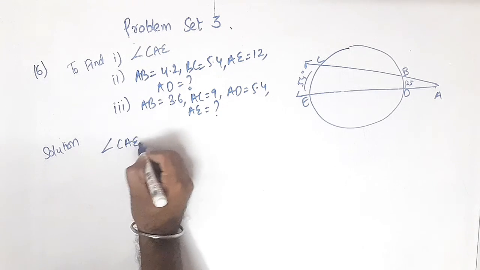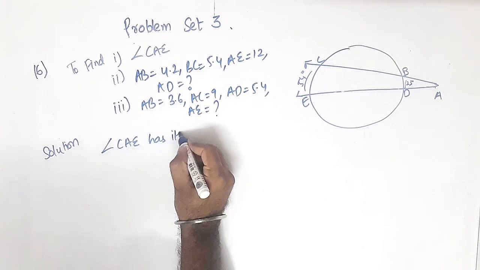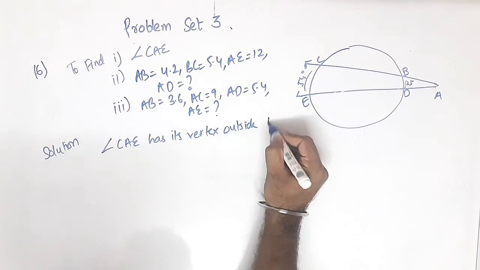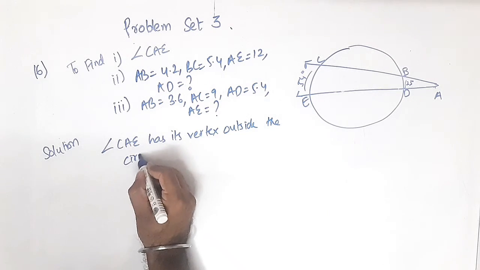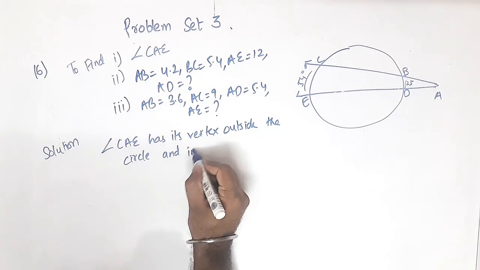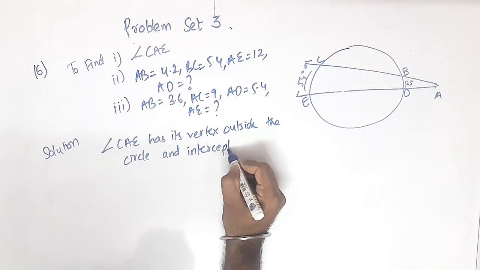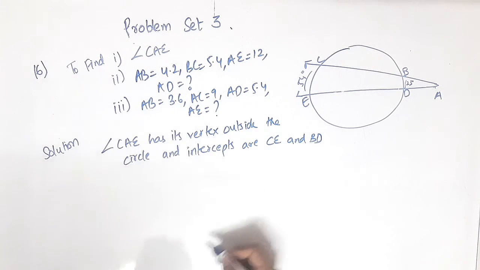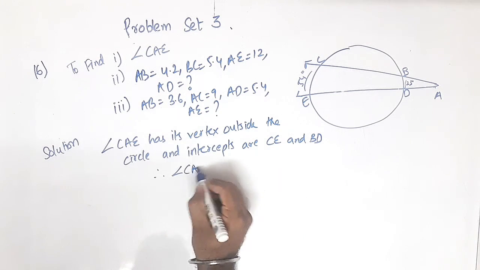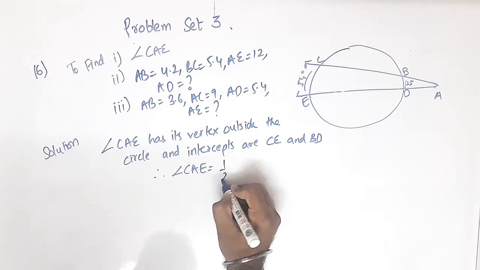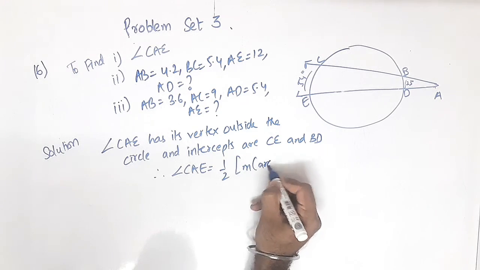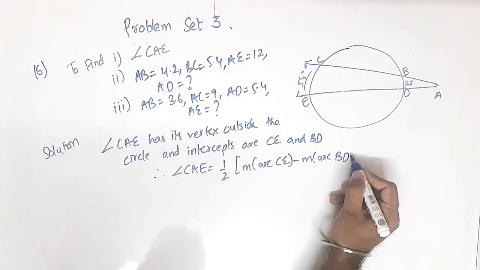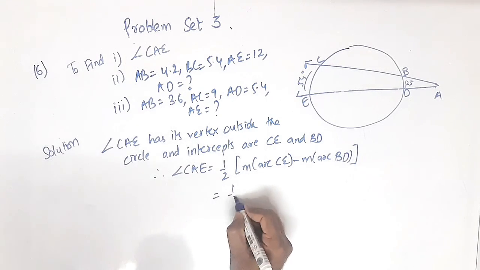Angle CAE has its vertex outside the circle and intercepts arcs CE and BD. Okay, so therefore angle CAE equals half of measure arc CE minus measure arc BD. Okay, so it is the difference of these two arcs.